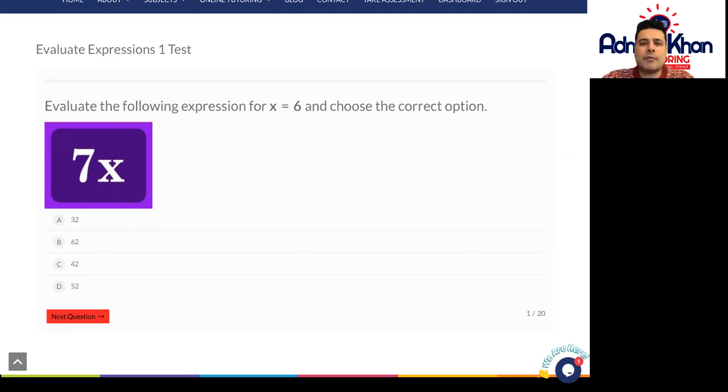So here we have a number and a letter right next to each other. And when we have a number and a letter next to each other, we multiply. So for example, we have 7 and x next to each other. We do the following equation: 7 multiplied by x. So when a number and a letter are right next to each other, we multiply.